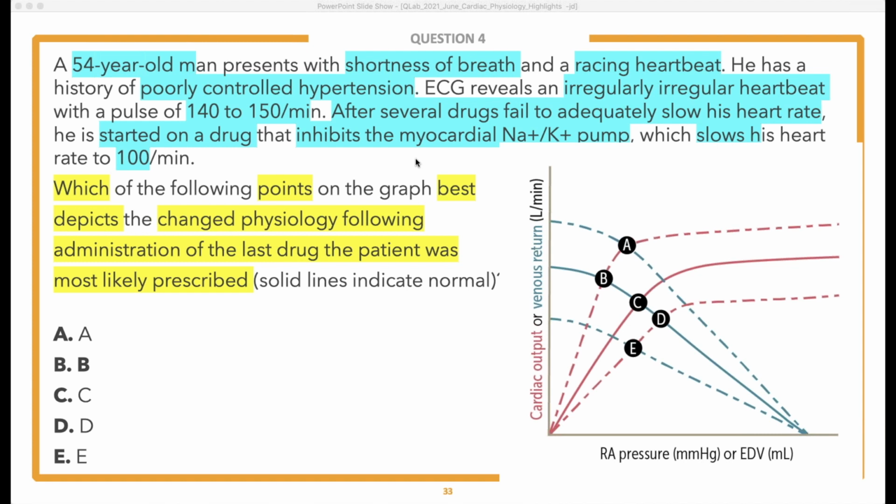So hopefully you guys were able to better understand this tough graphic through this question. Great job overall today, guys, and I will hand it back to Sean.